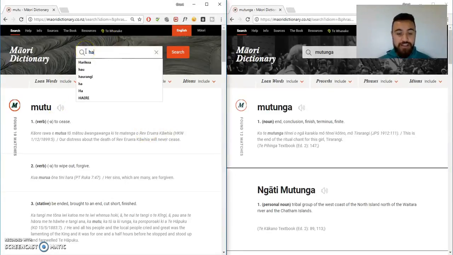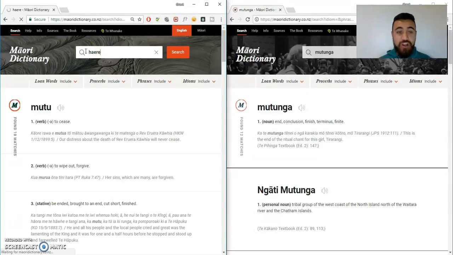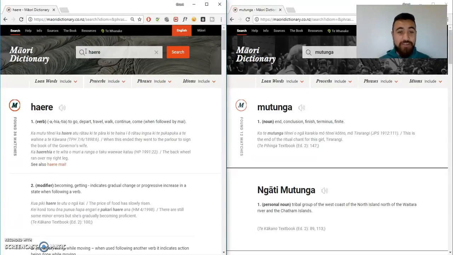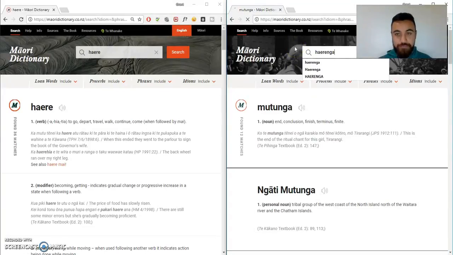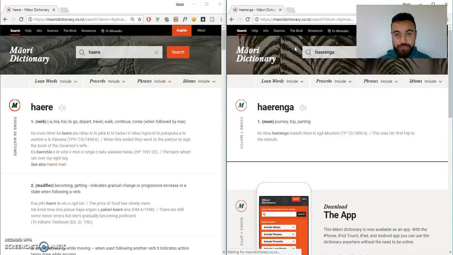The next one we're going to look at is haere. Haere is a very common word, and haere means to go, or to depart, or to walk, or to continue. We often say haere mai, so come to me. When we talk about haerenga, we're talking about a journey, a trip, parting. So we're taking the action of going and we're turning it into a derived noun, and we're talking about it as a journey or as a trip.